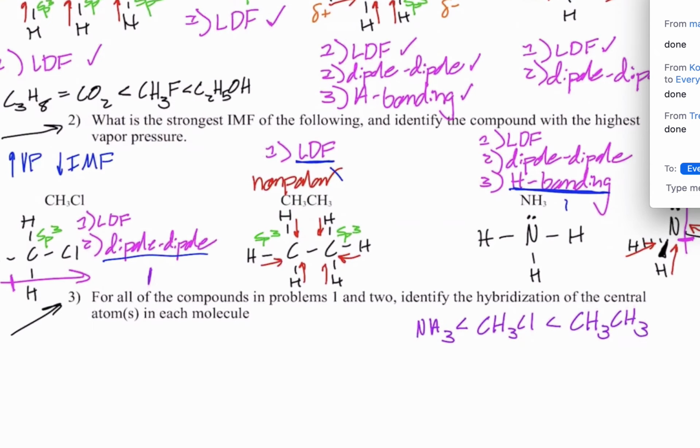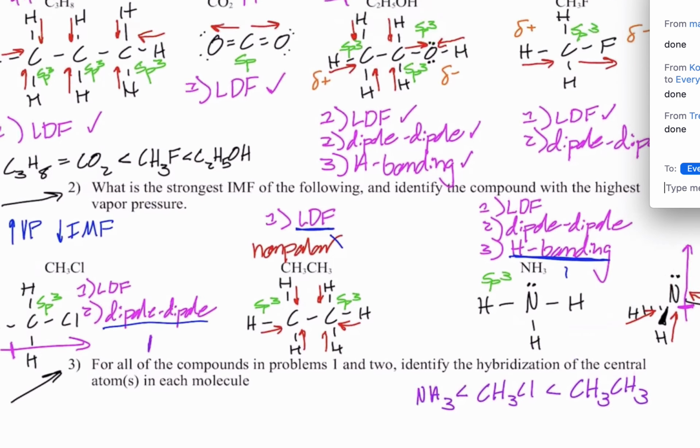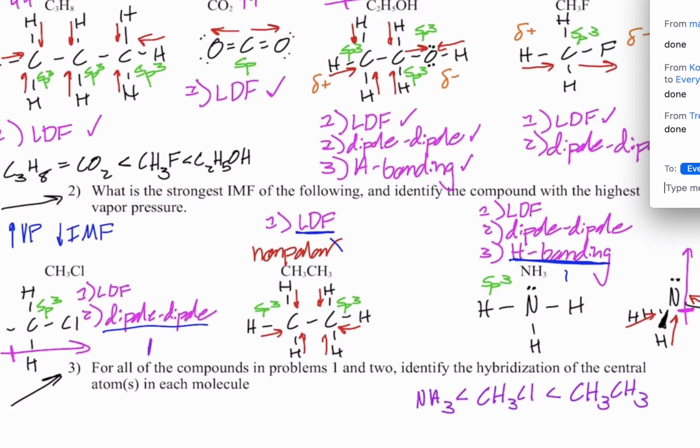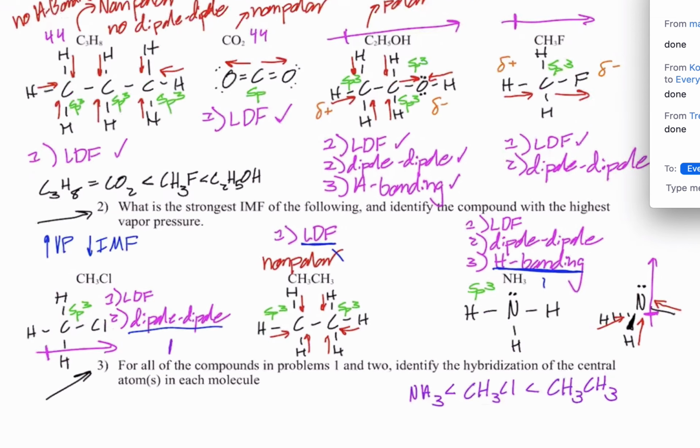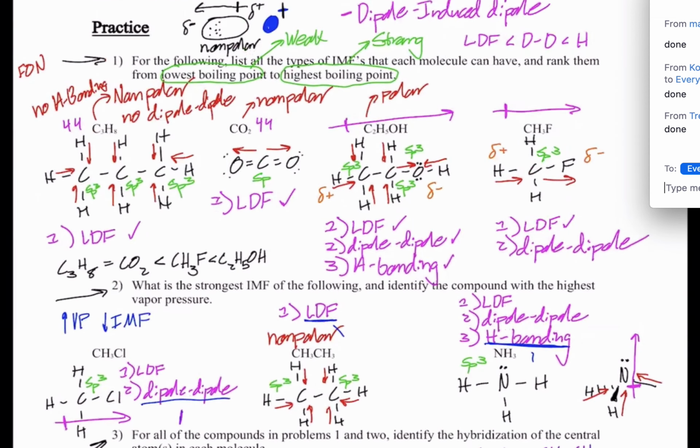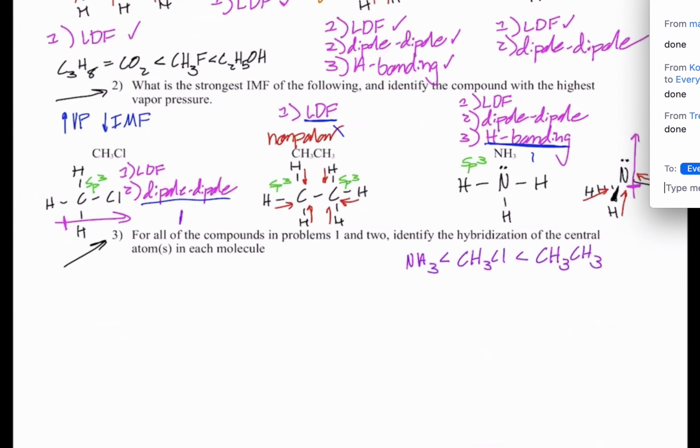And NH3, that nitrogen, is also sp3. So most of the molecules we talk about are generally going to have sp3 hybridization. It's just more common, at least in chemistry classes. I wouldn't say in the natural world.